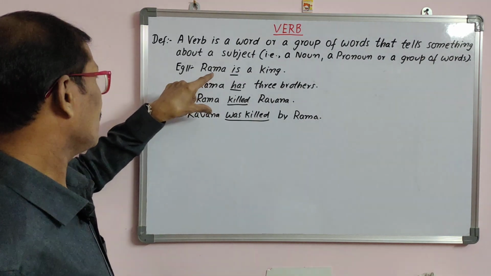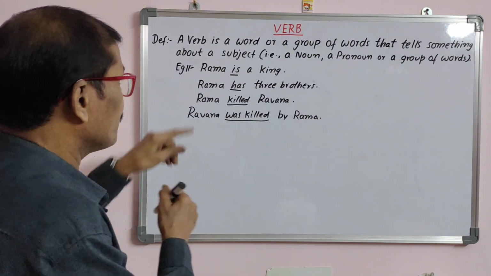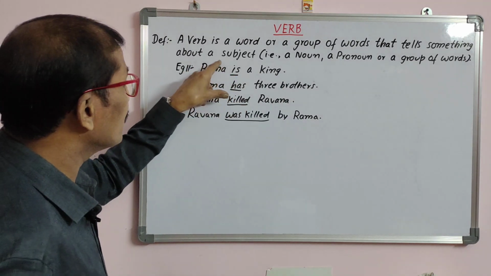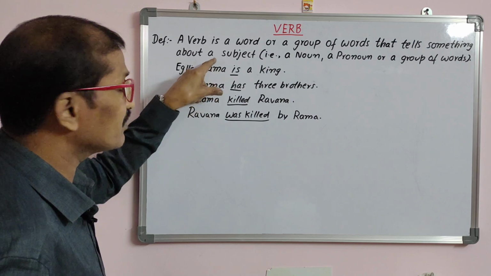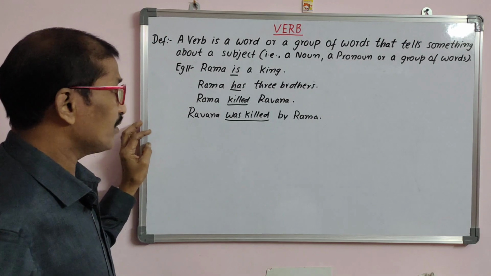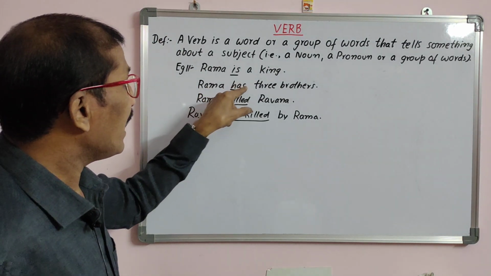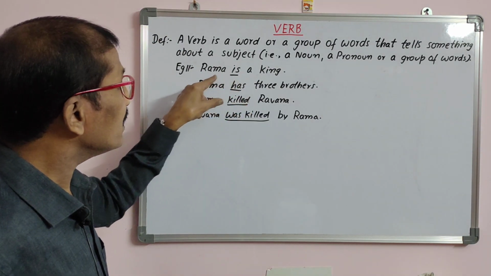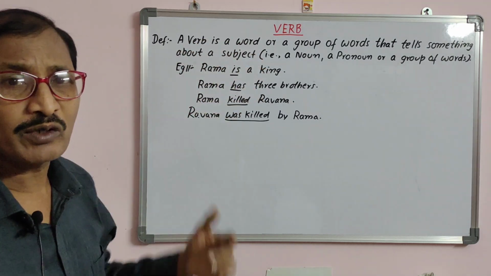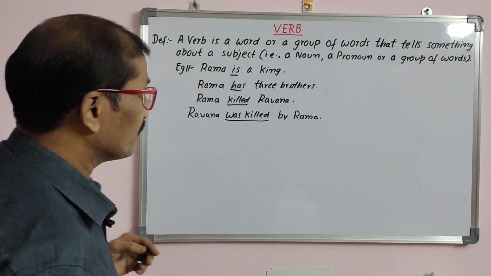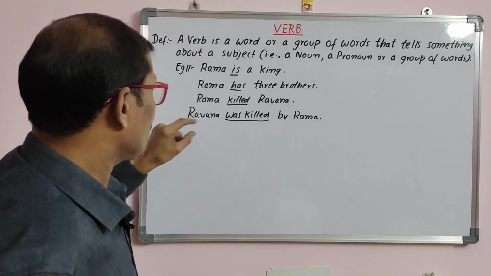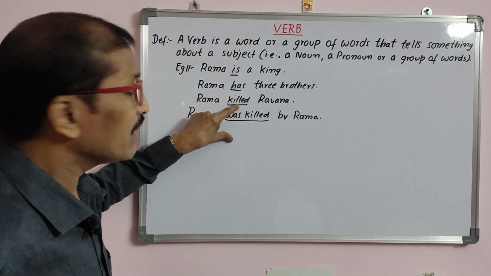What are they? Rama is the subject here. What is Rama? It indicates the subject, what the subject is. Second example. Here has is a verb and it tells what Rama has. This is also one more activity of a noun, one more function of a verb.